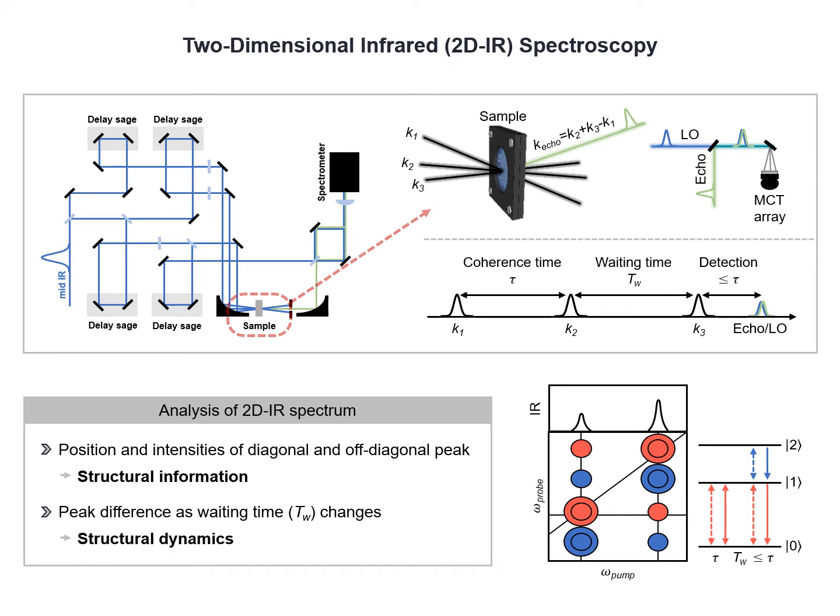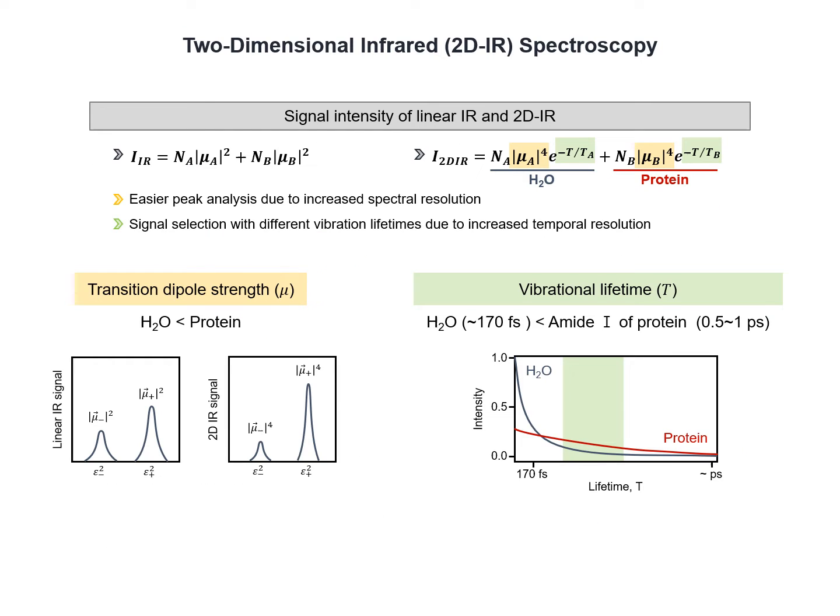In this study, we overcome the problem of using heavy water by using two-dimensional infrared spectroscopy. 2D-IR is a spectroscopic method that measures the third-order signal derived from three IR pulses with time differences. Through 2D-IR, structure information and dynamics can be observed by the position and intensity of diagonal and off-diagonal peaks and peak differences as waiting time changes. In particular, since 2D-IR has high spectral and temporal resolution, analyzing modes with large differences in transition dipole strengths and vibrational lifetime becomes easier.